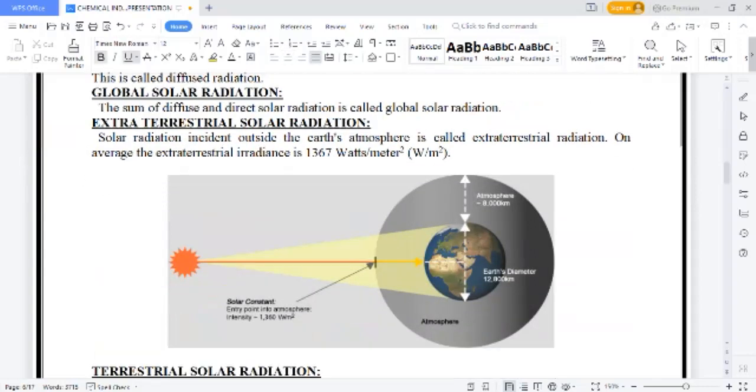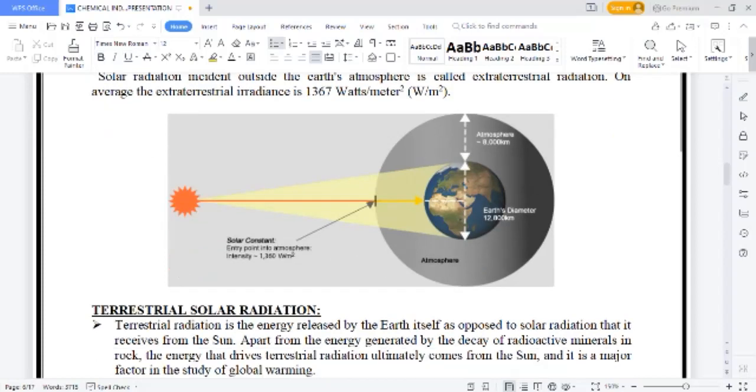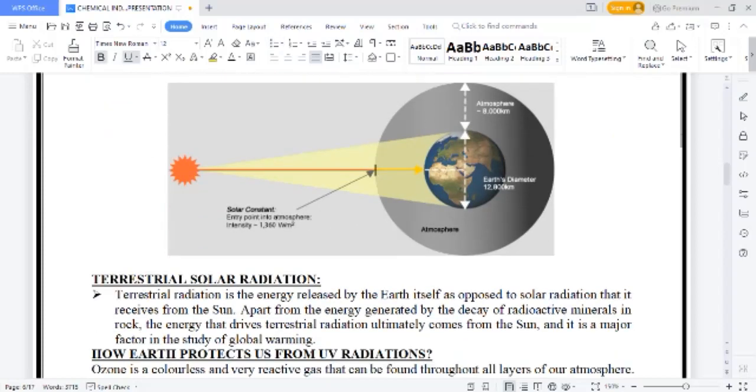And here is the picture of the Earth's diameter and atmosphere, where the atmosphere is about 8,000 kilometer, and the Earth's diameter is about 12,800 kilometer. Now, terrestrial solar radiation. Terrestrial solar radiation is the energy released by the Earth itself, as opposed to solar radiation that it receives from the sun. Apart from the energy generated by the decay of radioactive minerals in the rock, the energy that drives terrestrial radiation ultimately comes from the sun, and it is also a major factor in the study of global warming.